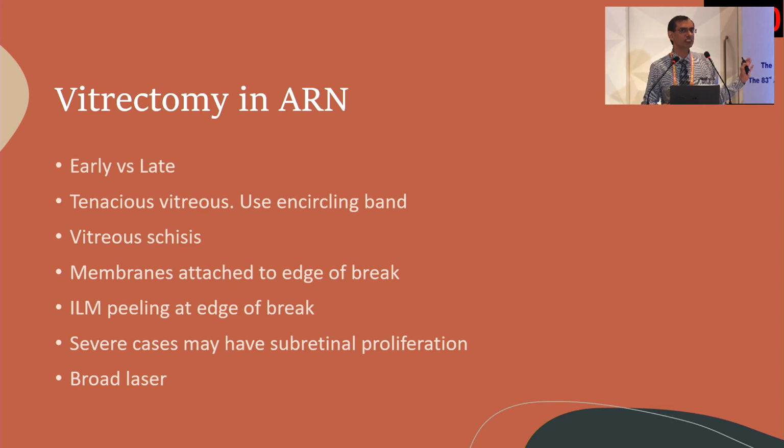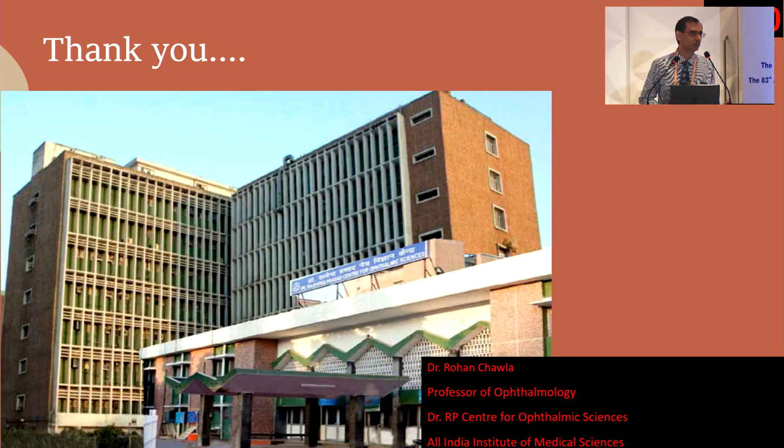So early versus late is controversial. I am not a very aggressive surgeon, so I probably don't believe that much in that. But yes, vitrectomy is required once the detachment is there. The vitreous is tenacious. I use an encircling band. The schisis has to be handled. You have to handle the membranes at the edge of the break, the ILM at the edge of the break, and severe cases like I just showed you can have a lot of subretinal proliferation, which you need to manage and do a very, very broad laser. And in some of the cases, yes, we will be able to successfully remove oil, and yet the patient will maintain vision.